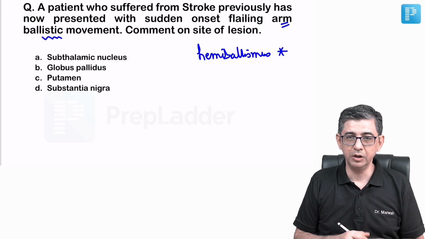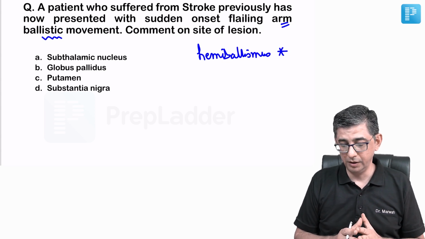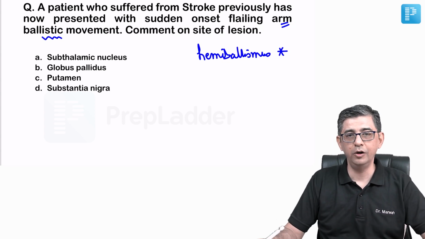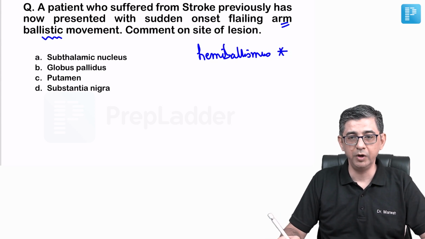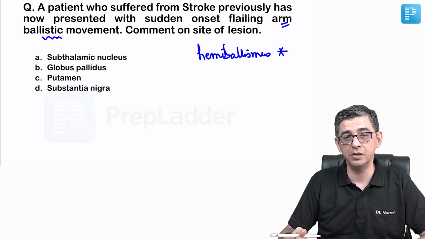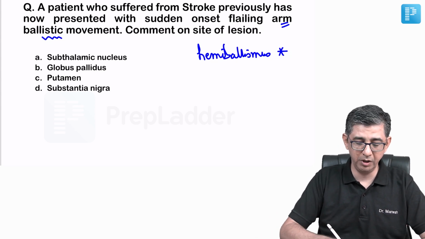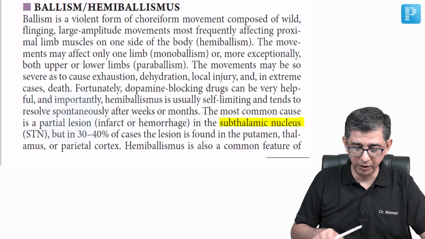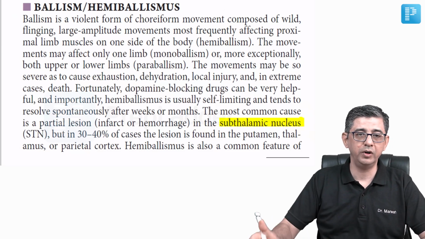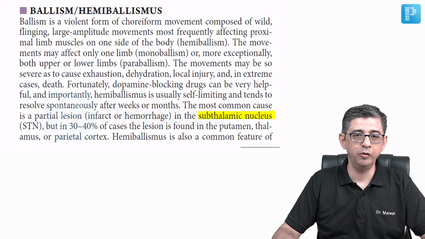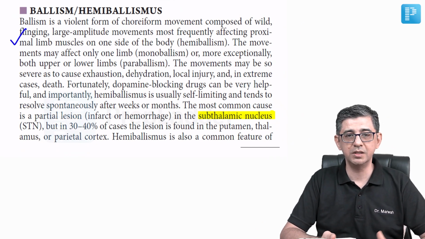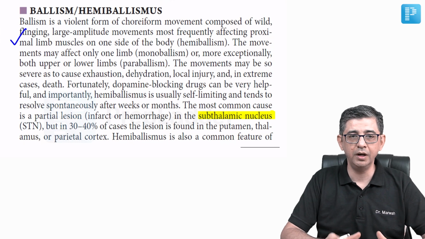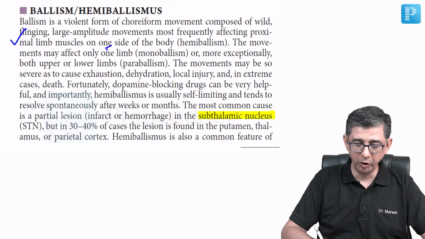I'm still looking for other words or other description. I think the question was slightly longer than this one. So if you can provide me a description, great, hemiballismus, but we can still narrow down to the diagnosis from the current information as well. That would be the subthalamic nucleus. And yes, that's what Harrison says: a violent form of choreiform movements, wide flinging movements. He has not used the word ballistic movement. He has just used the word flinging large movements that mainly affect the proximal part of the body.